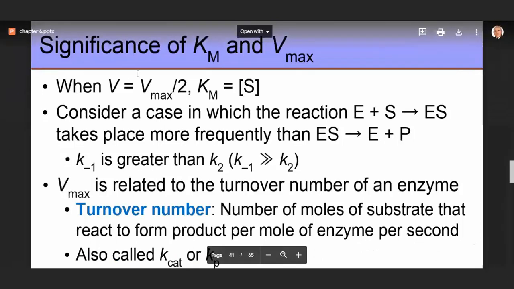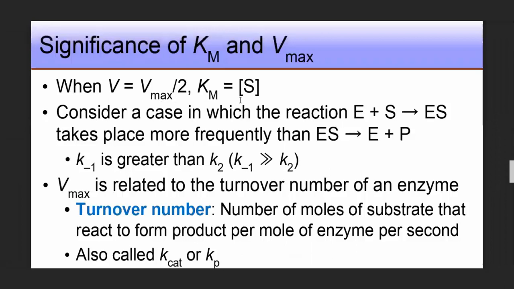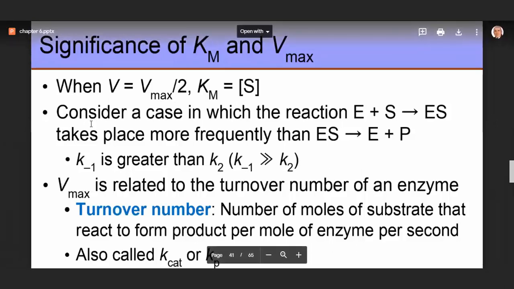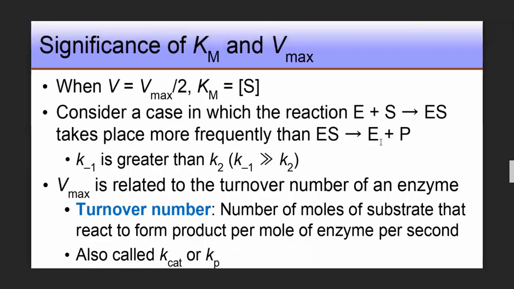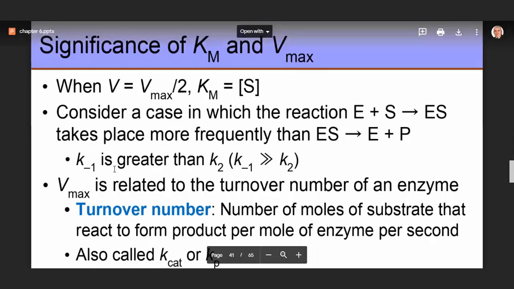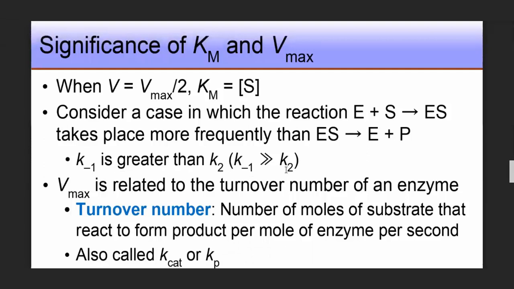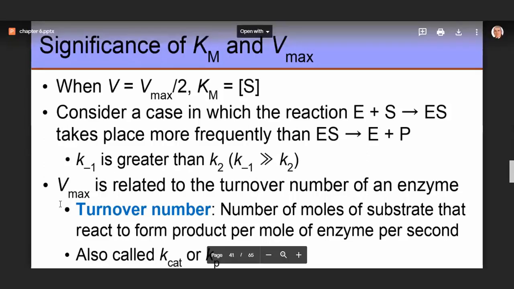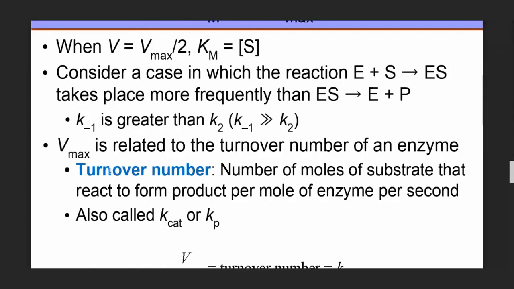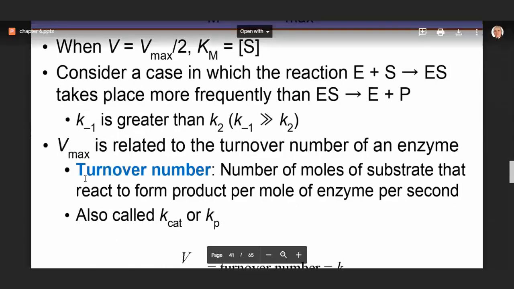Now, significance of Km and Vmax. When V equals 1/2 Vmax, Km equals substrate concentration, as we did before. Consider a case in which the reaction E plus S to ES takes place more frequently than ES going to E plus P, then K1 is greater than K2, K1 is larger than K2, and then Vmax is related to the turnover number of an enzyme.